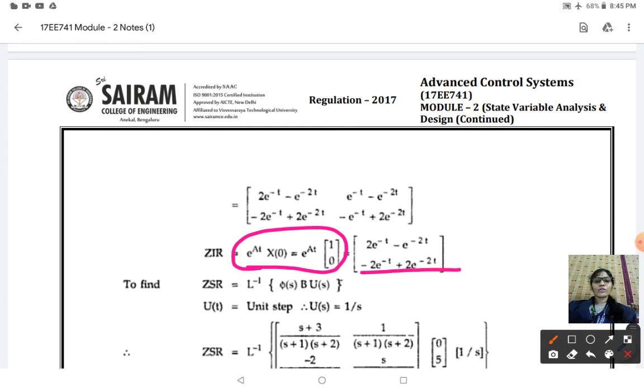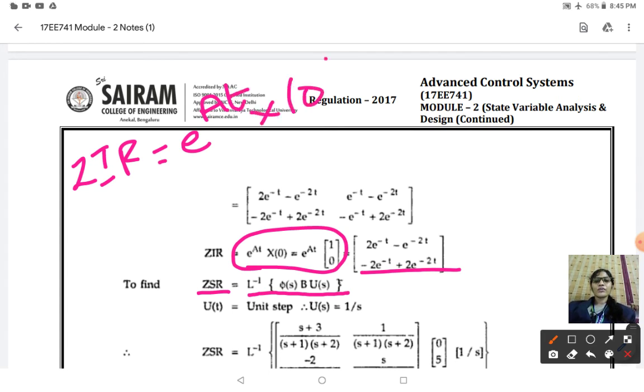Now one more term you should identify is your zero state response. The formula to identify your zero state response is Laplace inverse of phi of s B into U of s. The formula to identify your zero input response is e to the power of At into x of 0, and e to the power of At is nothing but your state transition matrix.